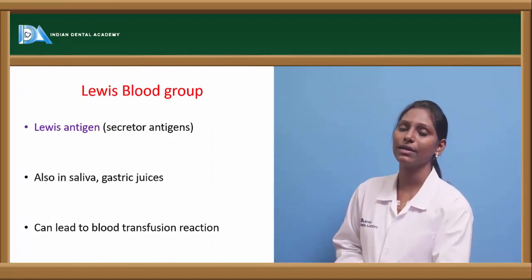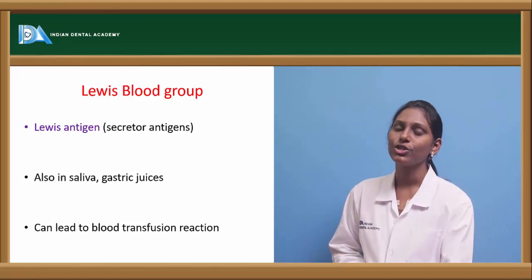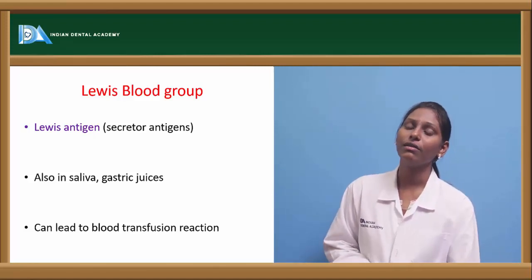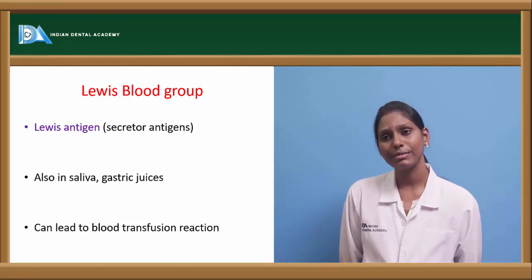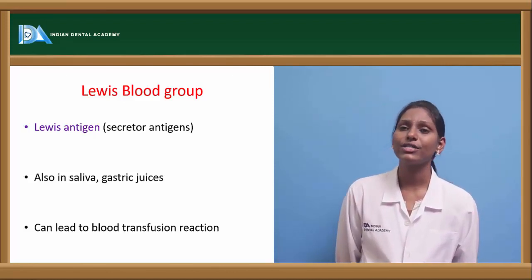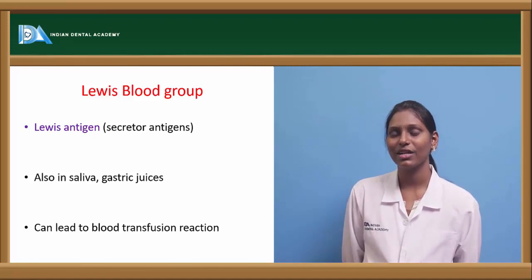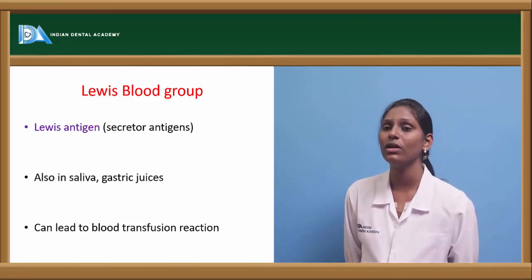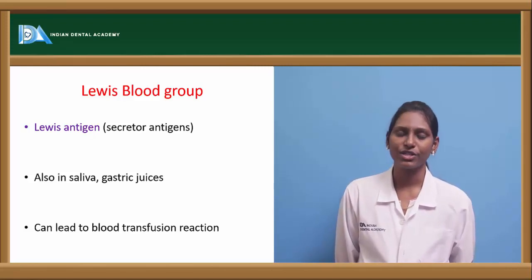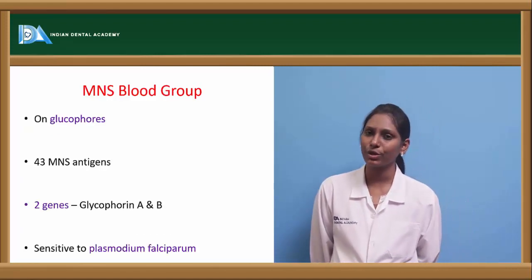Lewis blood group is because of the Lewis antigen. Actually it was found first in a woman called Lewis. That is the reason they have named it the Lewis blood group. This Lewis antigen is one of the secretory antigens, as they are called, because they are present in secretions such as saliva and gastric juices also. This can lead to blood transfusion reaction. However, Lewis blood group is not very frequently advocated.